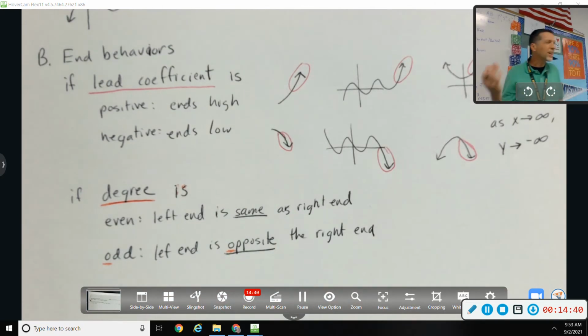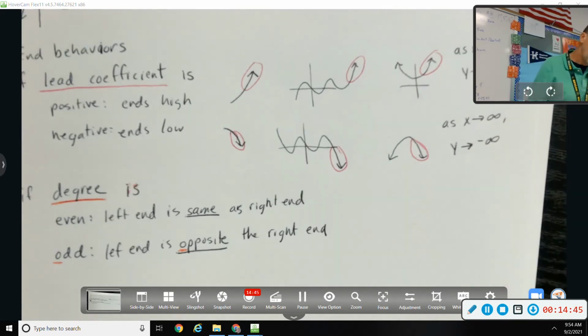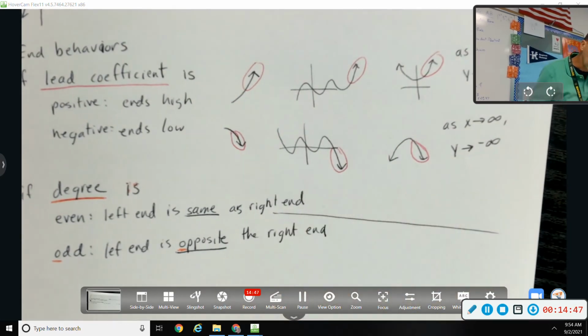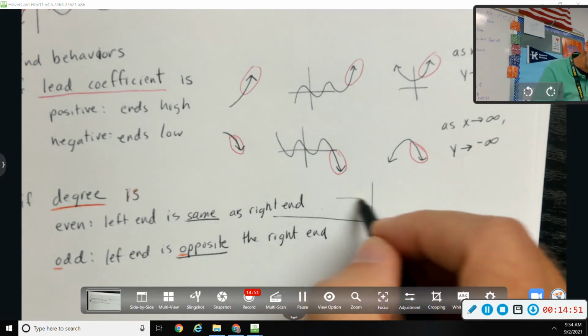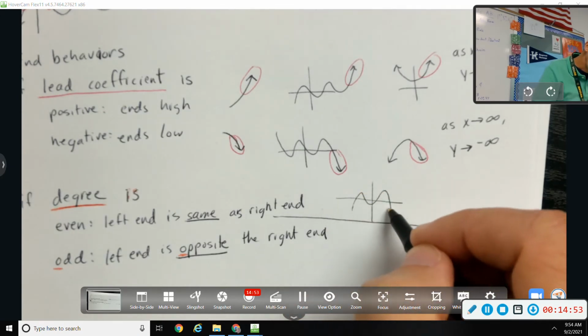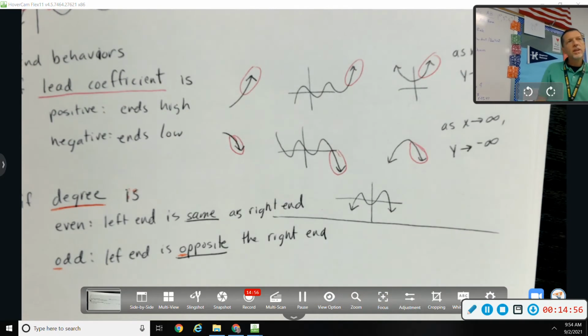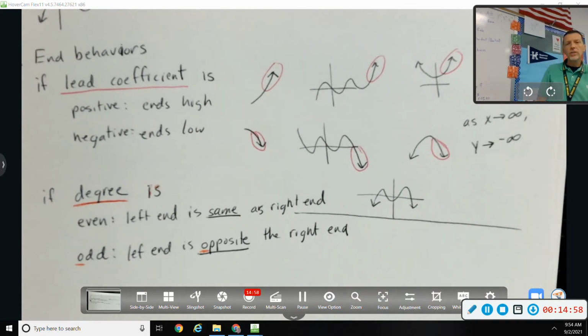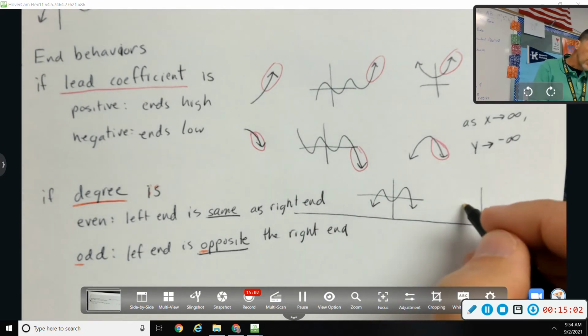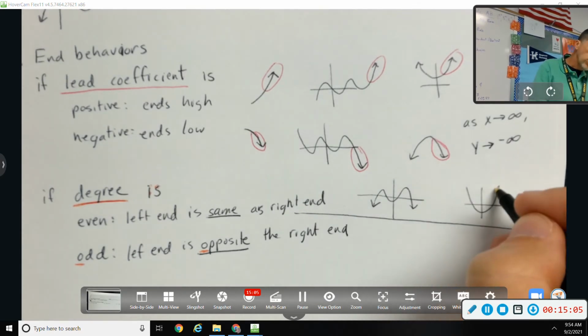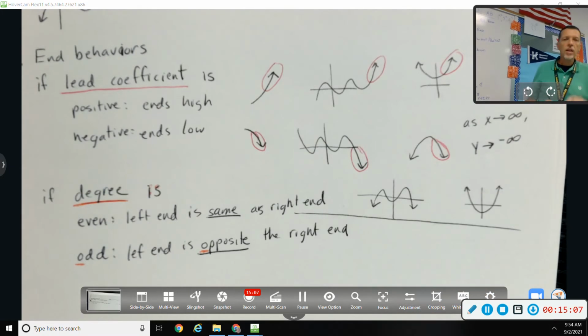The O's kind of go together. That helps some people remember it, odd and opposite. So I didn't leave much room here. So that would be an even power or an even degree polynomial because they're going the same direction. That would be an even degree function because they're going the same direction.